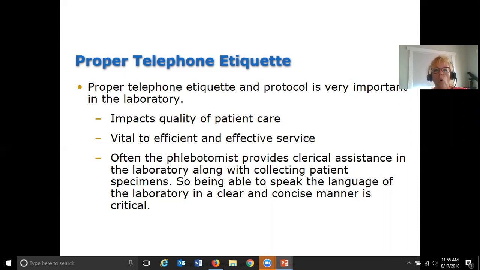So it impacts the quality of patient care, not only because you're speaking to other caregivers and possibly physicians, but you may be speaking to patients and their families. And remember that a lot of times the phlebotomist role includes clerical assistance.